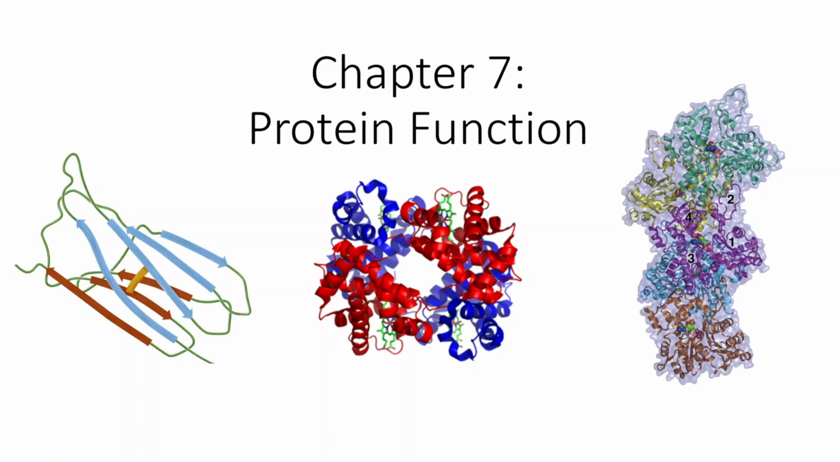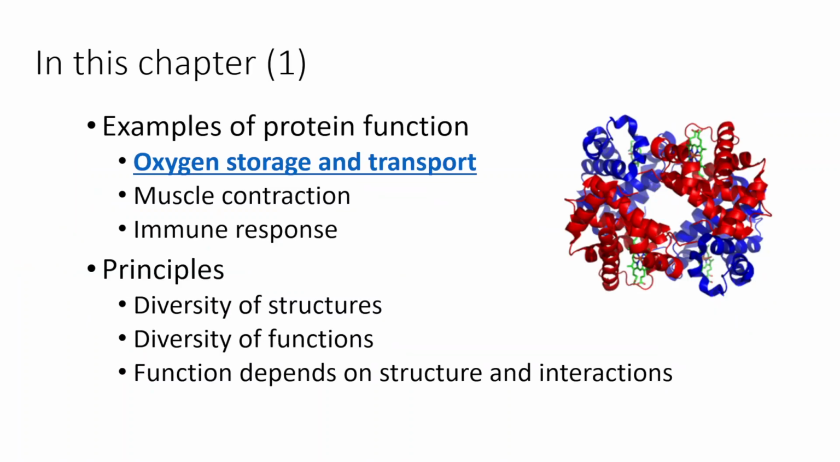So today we are gonna talk about chapter 7, which was all about protein function and how that's related to structure. And we did that with 3 different examples. So first we're gonna start with oxygen storage and transport. And then later, if we have time, we'll get to muscle contraction and immune response. By the end of the week, hopefully we'll have covered all 3 of these things.